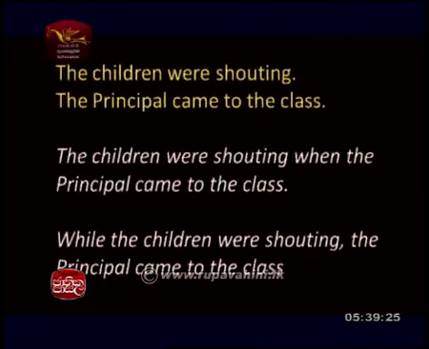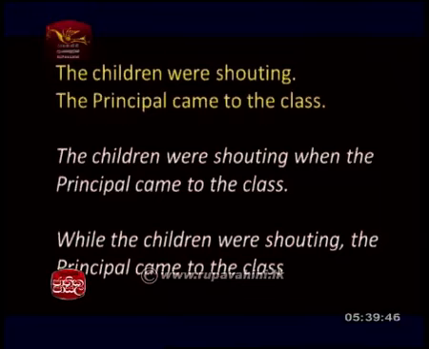Right. Now here are some more sentences. Shall we read them? The children were shouting. The principal came to the class. The children were shouting. Past continuous tense. The principal came to the class. Now you can combine them and make one sentence using the two parts.